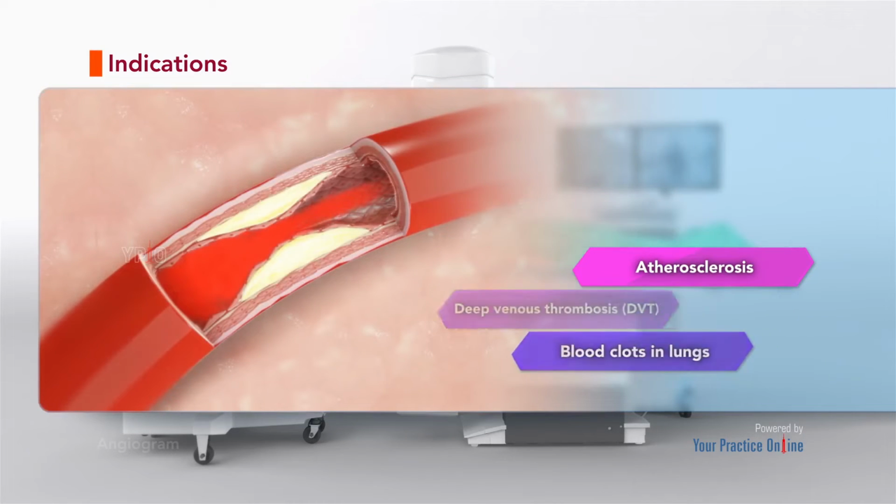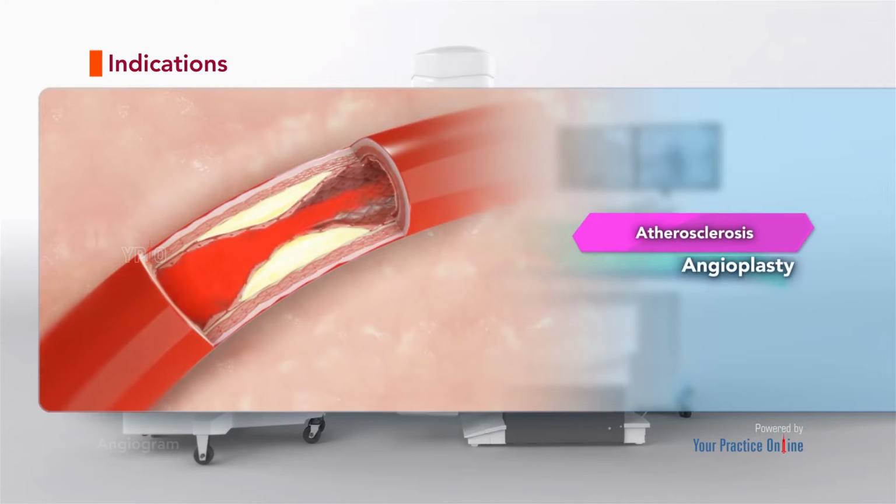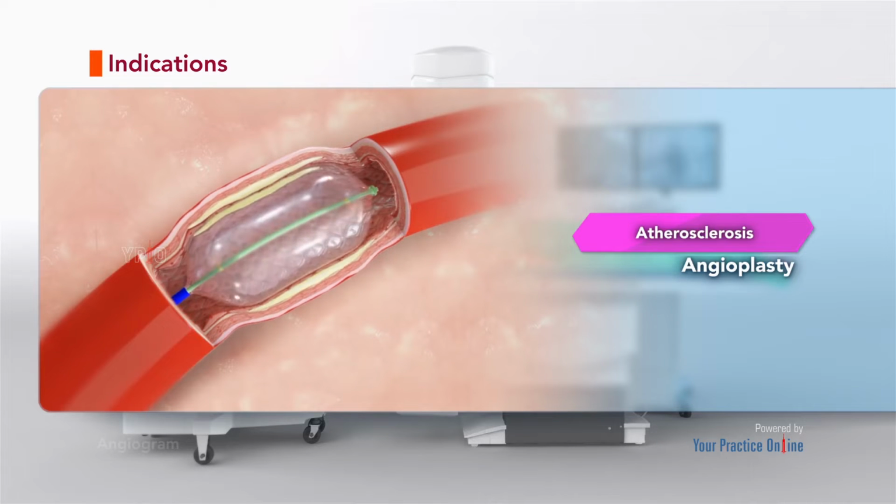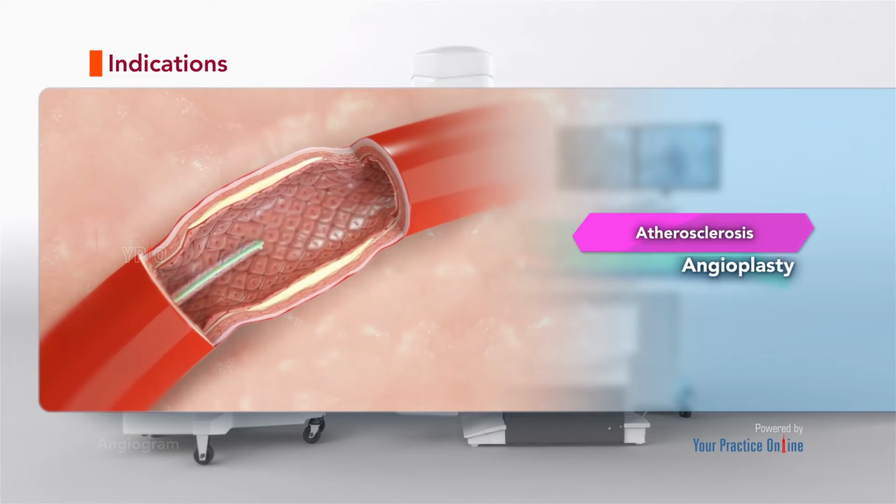In case of narrowed arteries due to plaque buildup, atherosclerosis, the angiogram is often combined with another procedure called angioplasty. In angioplasty, a catheter with a balloon attached to the end of it is inserted into the artery and inflated to open up the blockage for better blood flow.